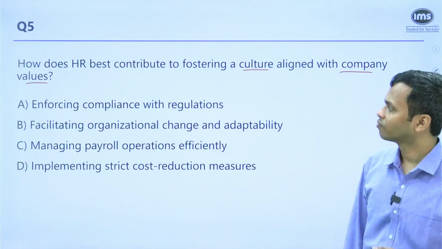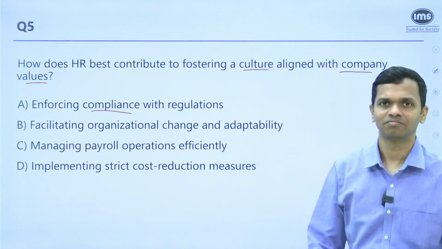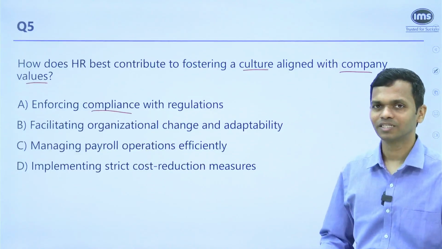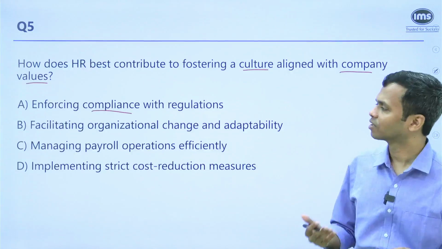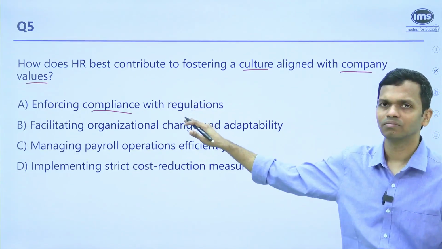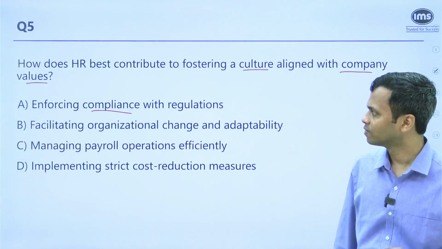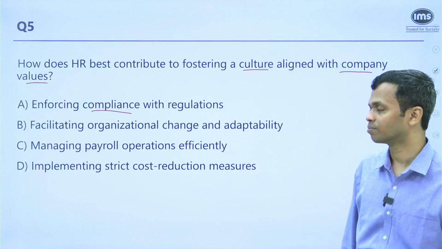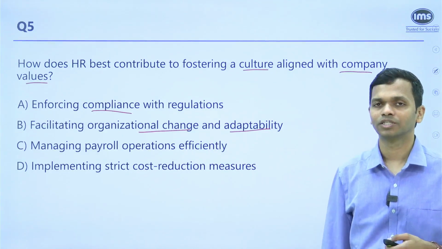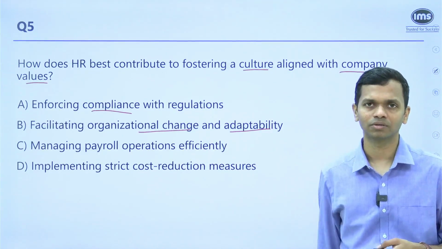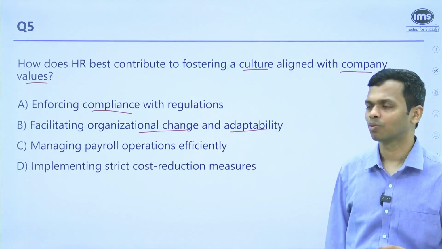The first says enforcing compliance with regulation. Now, compliance essentially is not something that generally people like. Of course, that is an important thing, but it's not really about fostering a culture aligned with company values, right? It's important, but most likely not the best option. Let's look at the others. Facilitating organizational change and adaptability, right? Definitely important because you're looking at the long term. The organization has to be nimble, quick, and able to adapt to changing situations. This looks better than option A.